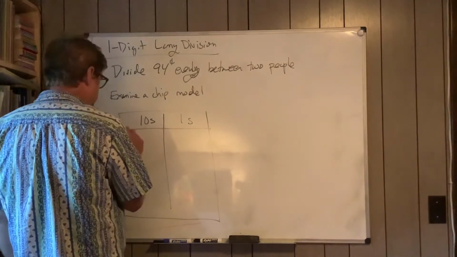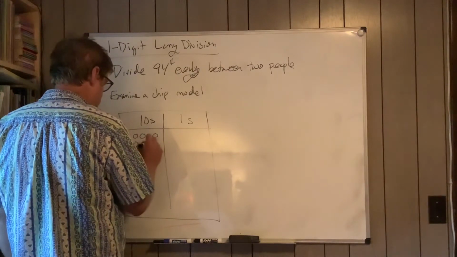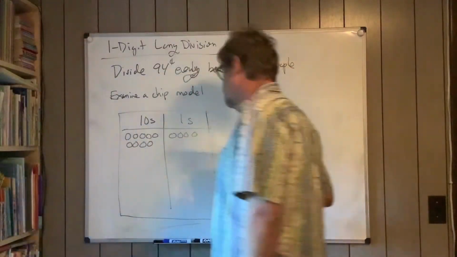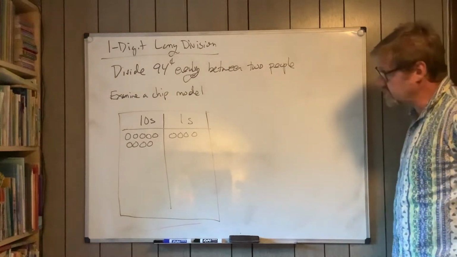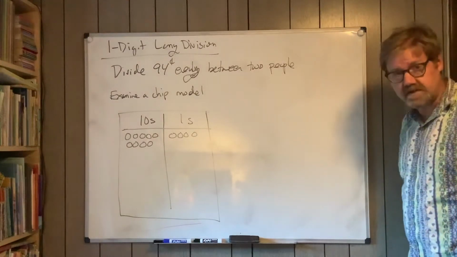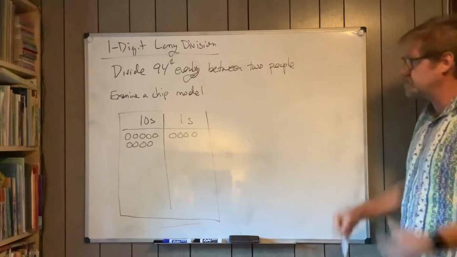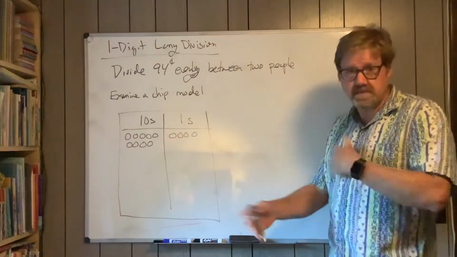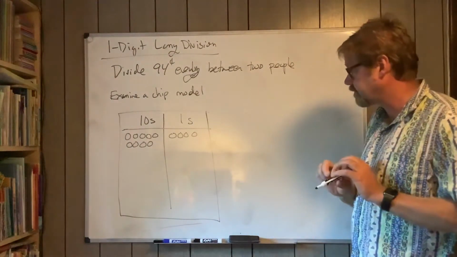Like I've done before, I'm going to write down 90, and 1, 2, 3, 4. Really, what we're going to do is the opposite of what we did for chip models for multiplication. That should make sense, because long division in many ways is the missing factor in multiplication, so it's the opposite of multiplication.